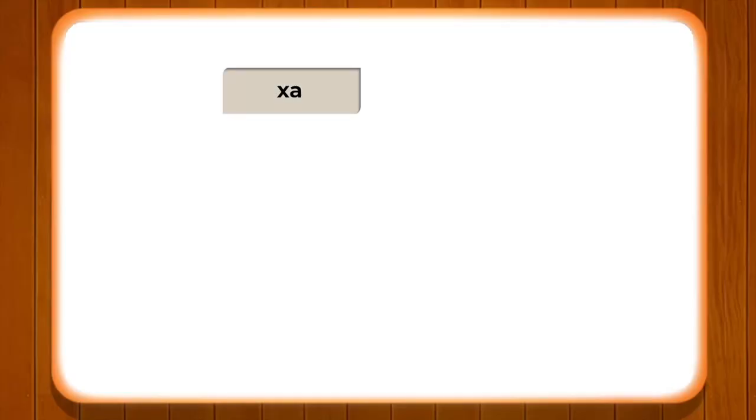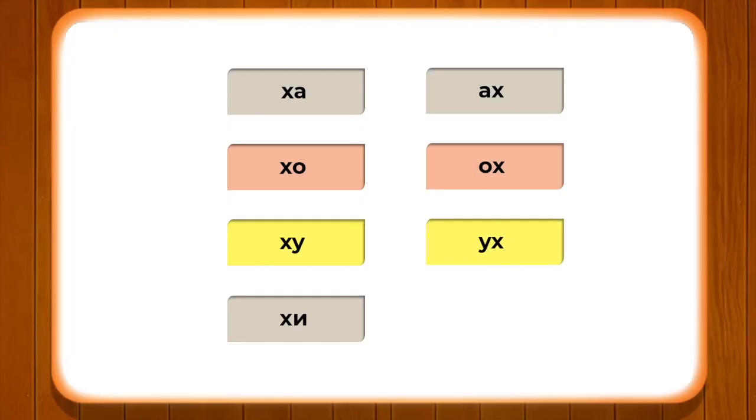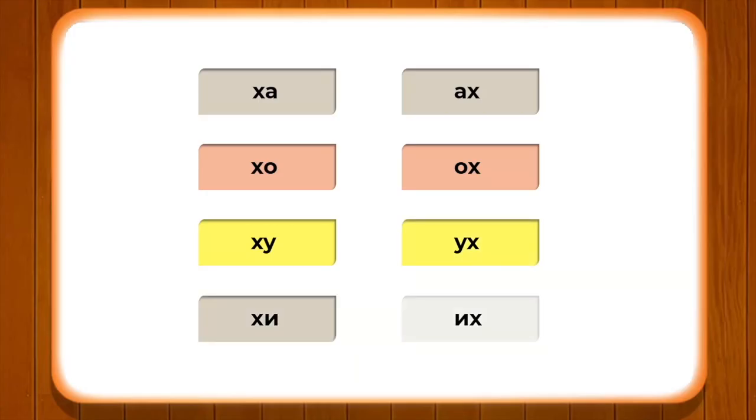Kha, kho, khu, and then khi. Now let's pay attention to the second. Here we have the vowel first and then the consonant kh, akh, okh, ukh, ikh. Now let's repeat them once again. Kha, akh, kho, okh, khu, ukh, and khi, ikh.